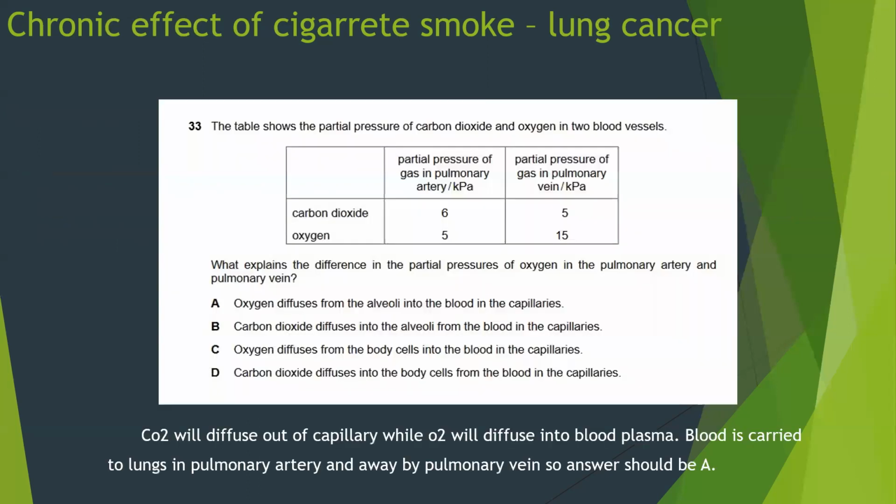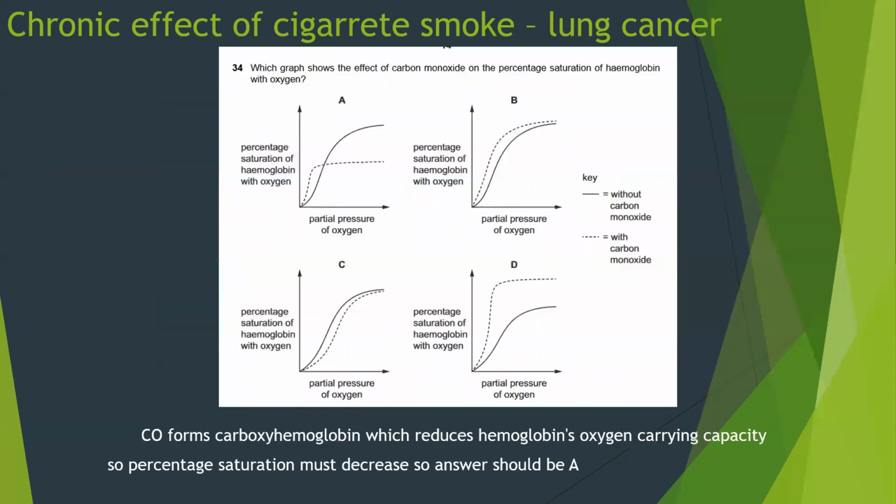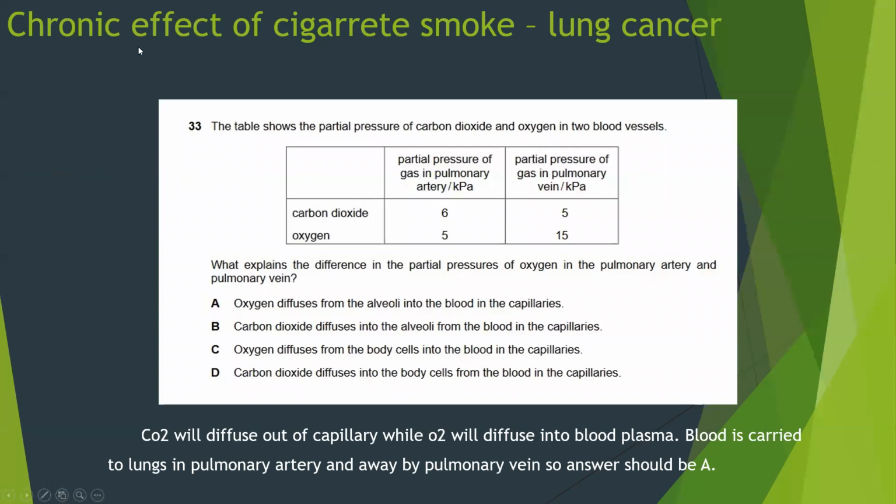So that's on cancer. Okay, so there's a mistake on the headings. This is a question and answer segment. So now let's answer a few questions. The table shows the partial pressure of carbon dioxide and oxygen in two blood vessels. What explains the difference in the partial pressures of oxygen in the pulmonary artery and pulmonary vein?